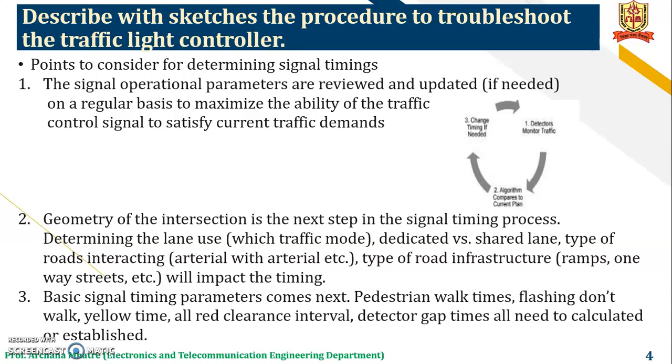Now, the second determination is the geometry of the intersection, which is the next step in the signal timing process. Determine the lane use, that is, which traffic mode, dedicated versus shared lane, the type of roads interacting, and the type of road infrastructure will impact the timing. The third point to be considered is that basic signal timing parameters come next. Pedestrian walk times, flashing don't walk, yellow time, all-red clearance interval, and detector gap time all need to be calculated or established.